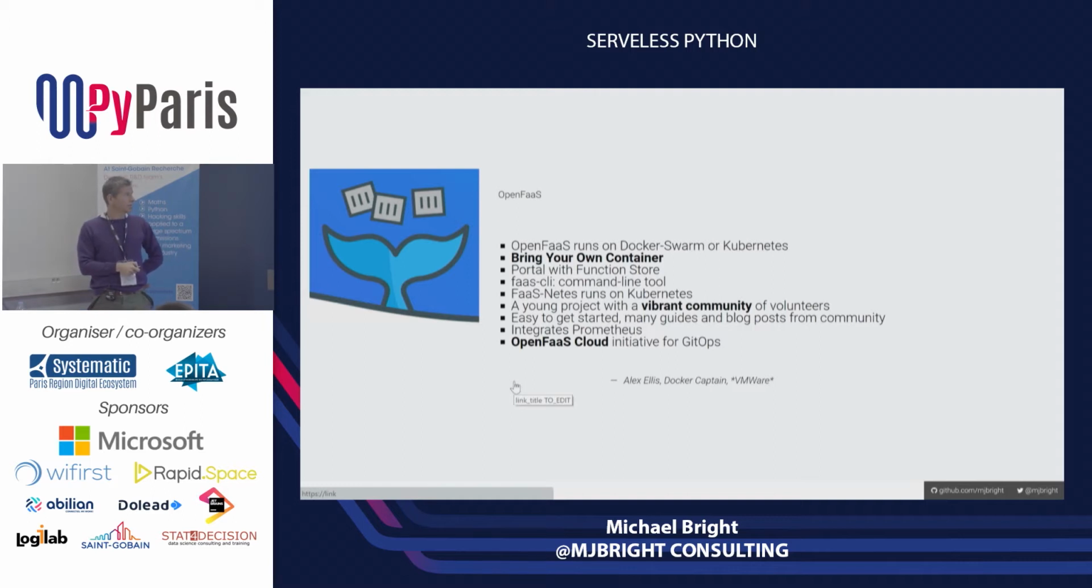As I mentioned, it's bring your own containers. There's a set of standard languages available and a set of templates for creating your own functions. There's a portal which has a function store, so we'll look at that in a moment. Command line tool, there's a flavor that runs on Kubernetes, where Docker Swarm was the original target. And it's very easy to get started. It integrates Prometheus for platform monitoring, and in particular, there's a newer project coming along, OpenFaaS Cloud. Essentially allows you to do GitOps. So when you submit code, it's going to be automatically built, and the latest version of your serverless function will be available.